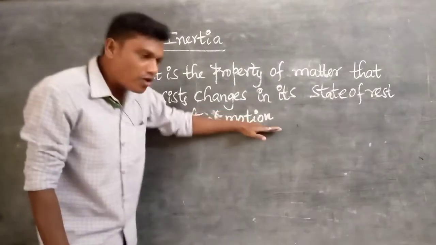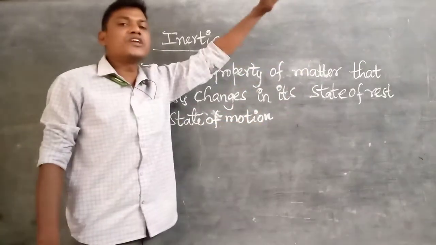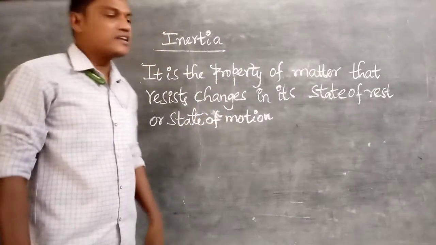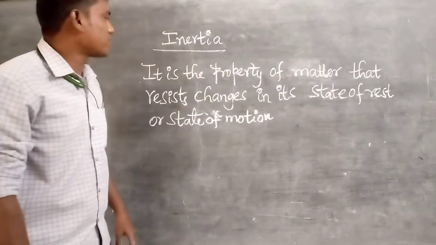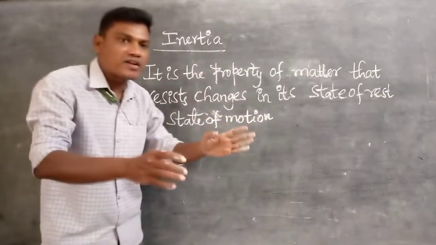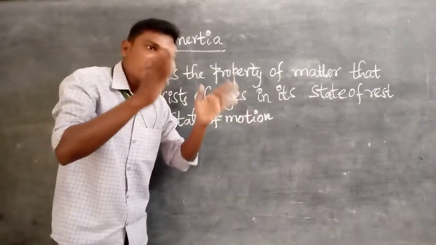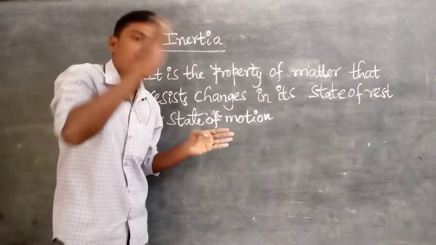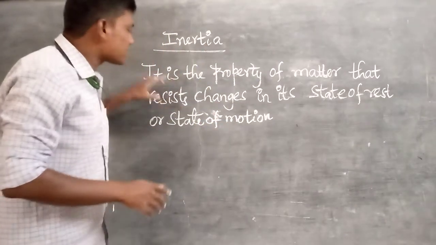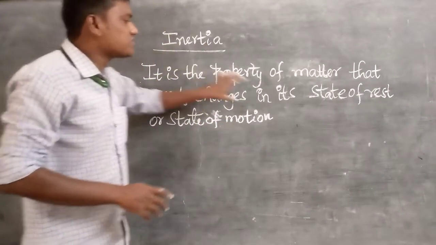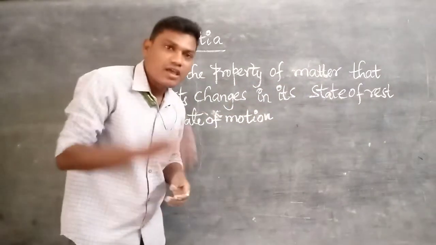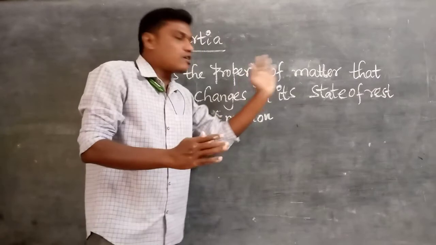If a body is already in motion, it continues to be in motion even when some unbalanced forces act on it, that is simply inertia. So inertia is the property of matter, which means every state of matter, either solid or liquid or gas, will have inertia, but it resists or opposes changes in its state of rest or state of motion, even when unbalanced forces act on it.